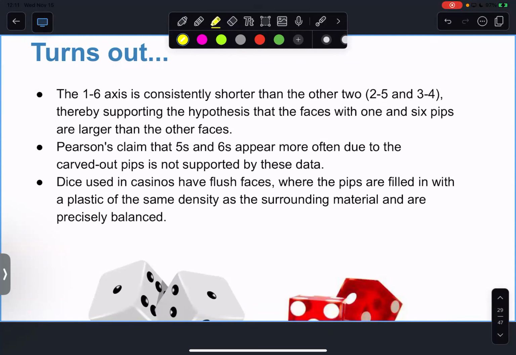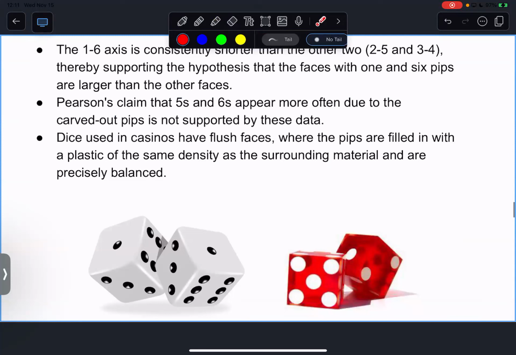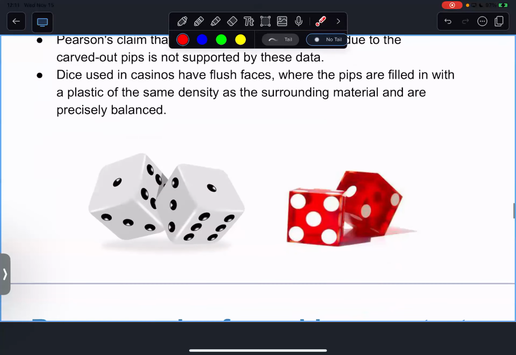So there are explanations, of course, and before you all run to the casino or whatever, dice in casinos have flush faces. They filled those pips with the exact same material with the same density as the surrounding material. So it actually isn't a thing anymore. But if you're rolling dice at home, we play a lot of dice games, so comes in handy, right? Then yeah, the 5, the 6 are more likely to happen, right? If they're hollowed out like this, whereas at the casino, they're just flush.